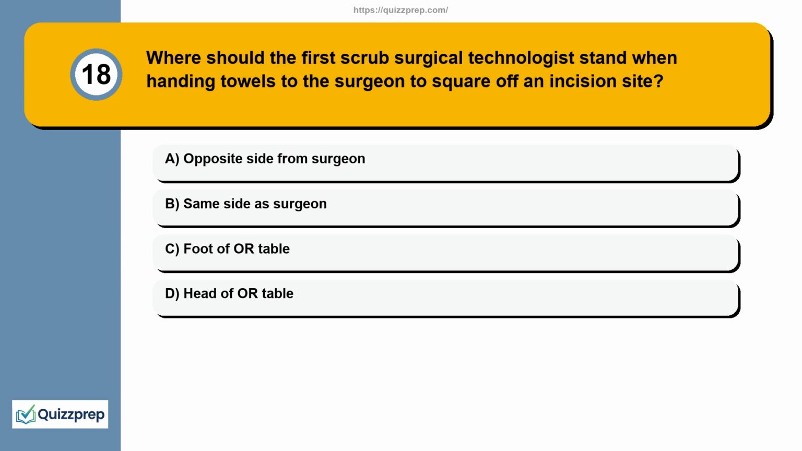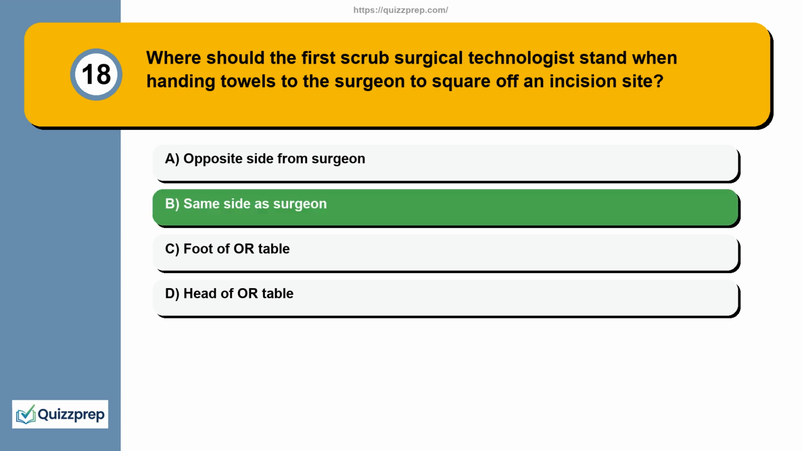Question 18. Where should the first scrub surgical technologist stand when handing towels to the surgeon to square off an incision site? Option A, opposite side from surgeon. Option B, same side as surgeon. Option C, foot of OR table. Option D, head of OR table. The correct answer is option B, same side as surgeon.